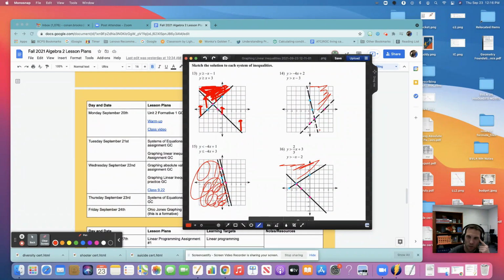But when you do these, go back and make sure you're paying attention to whether it is a solid line or a dashed line. And then pay attention to whether it's shaded above or below. And the solution set is where they're both shaded.